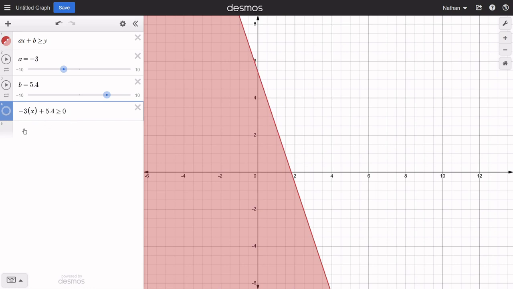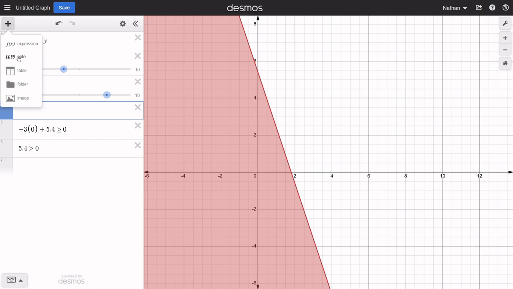I don't actually want to plot this because I'm just testing. Sorry, this was 0 here, not x. So simplifying the statement down, negative 3 times 0 is just 0. We get 5.4 greater than or equal to 0. And that, of course, is a true statement. So I tested 0, 0. Let me plot that point in there.